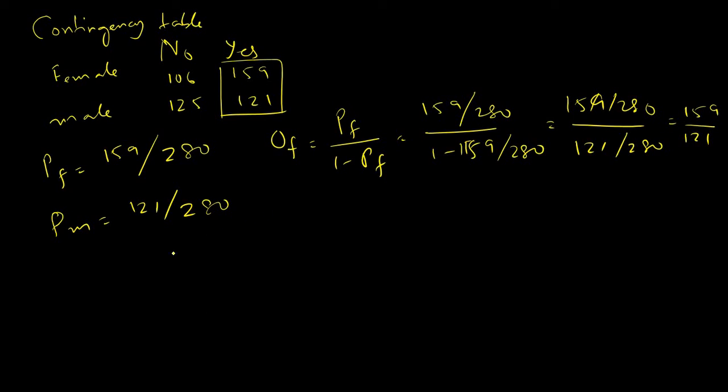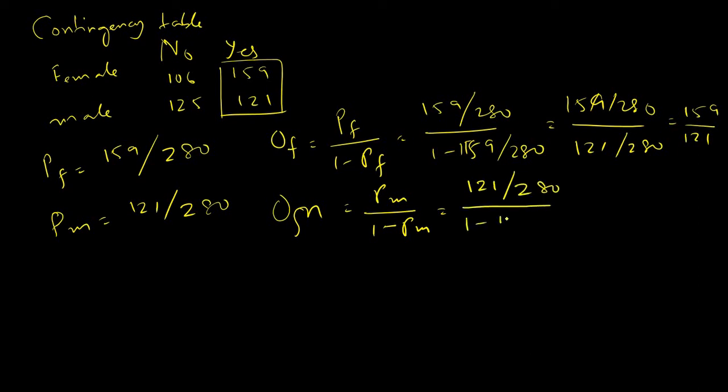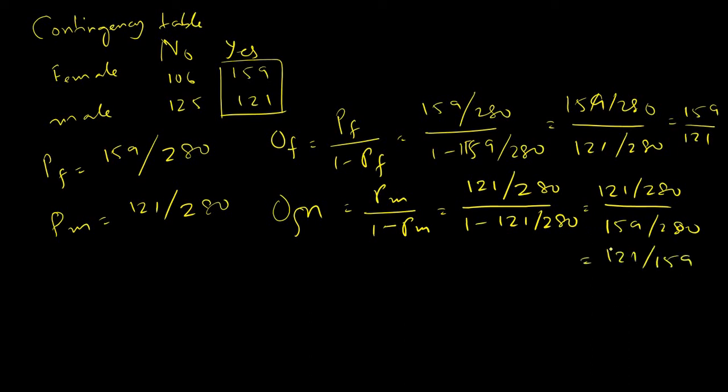Now similarly the probability of male buying the item is 121 by 280, and the odds of male buying the item is probability of male divided by 1 minus probability of male, which equals 121 by 280 divided by 1 minus 121 by 280, and this equals 121 by 280 divided by 159 by 280. So if you see here, this is nothing but 121 by 159. Now 121 by 159 is exactly the reciprocal of this.